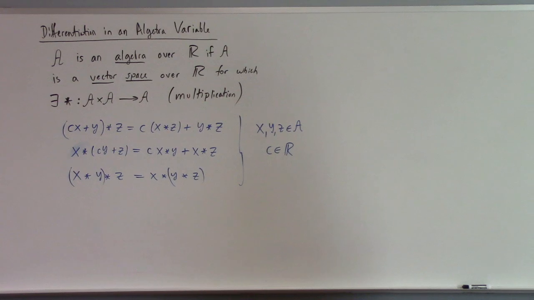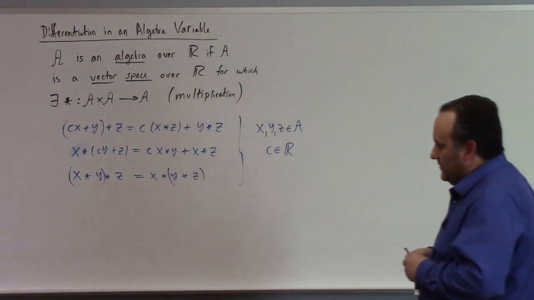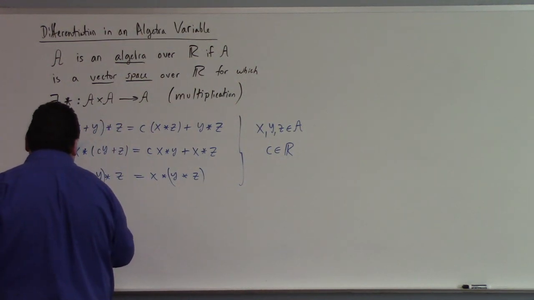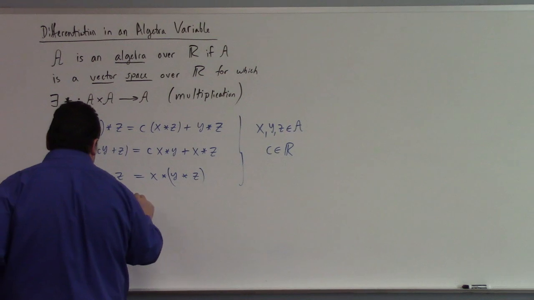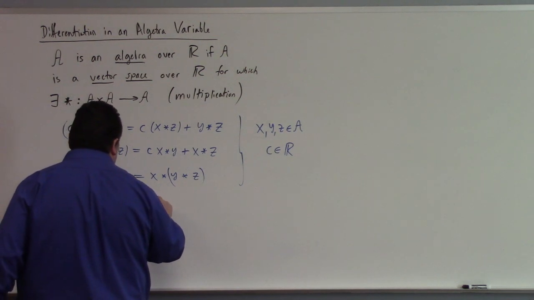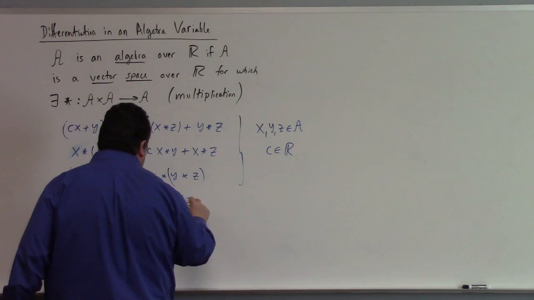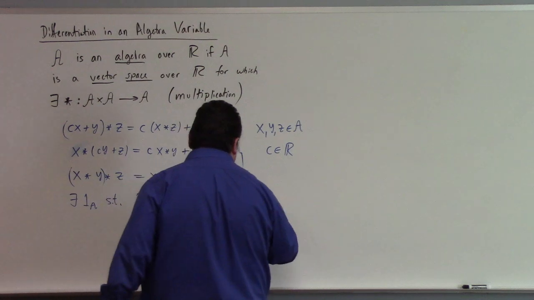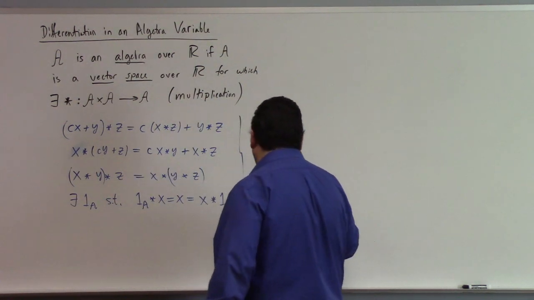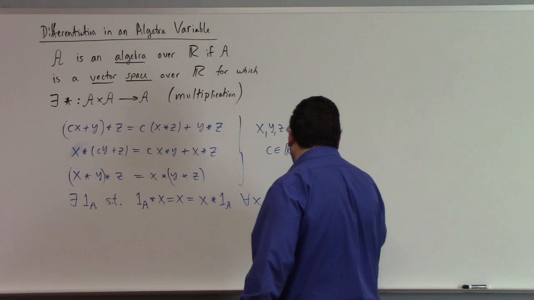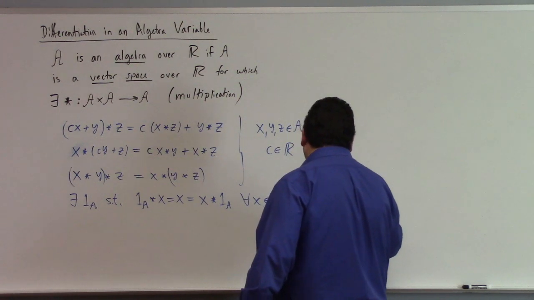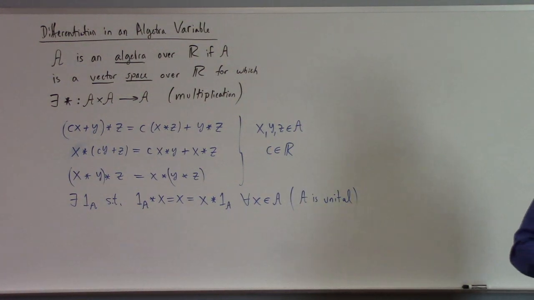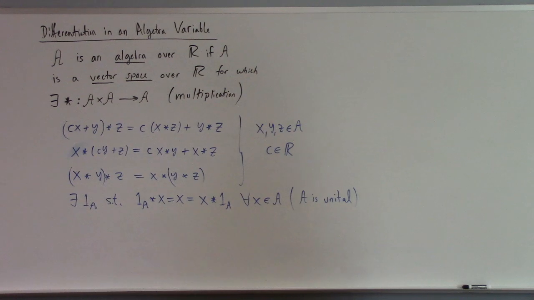The third thing is associativity. What else? We'd also like to assume that our algebra is unital. We want to assume that there exists, let's say, 1 in the algebra such that the number 1 times x is equal to x times the number 1 for all x in the algebra. So then A is said to be unital. Unital simply means that there is an identity for the algebra, which I'm going to denote 1 sub A here.